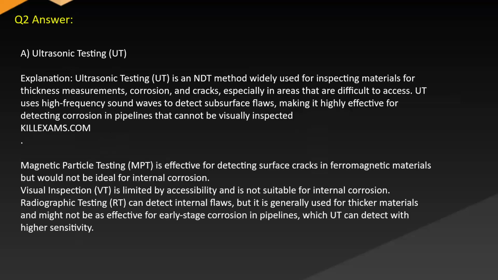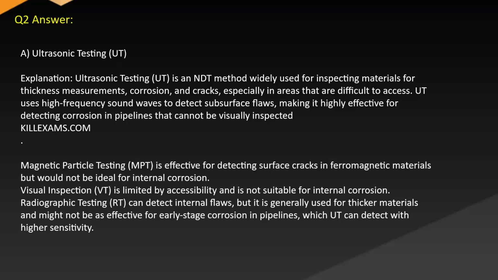Answer. A. Ultrasonic testing. Explanation. Ultrasonic testing is an NDT method widely used for inspecting materials for thickness measurements, corrosion, and cracks, especially in areas that are difficult to access. UT uses high-frequency sound waves to detect subsurface flaws, making it highly effective for detecting corrosion in pipelines that cannot be visually inspected.